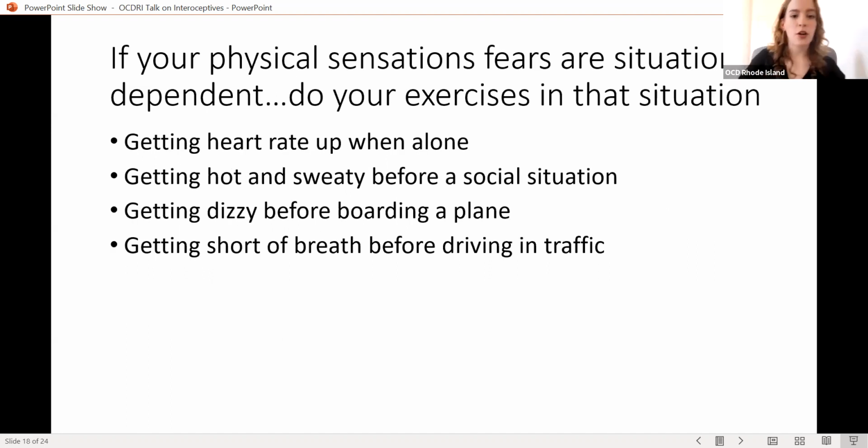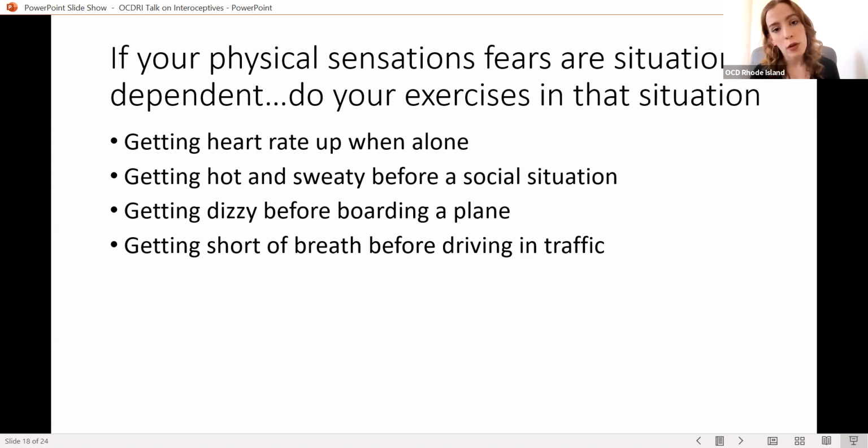All right, so if your physical sensation fears are situation dependent, you're going to have to do these exercises in that situation. Let me talk through some examples. Imagine that you're someone who is afraid of having a heart attack or stopping breathing when you exercise. But if your spouse is at home, you're like, well, I'm not anxious in that case because if I collapsed or something, they would call an ambulance for me.